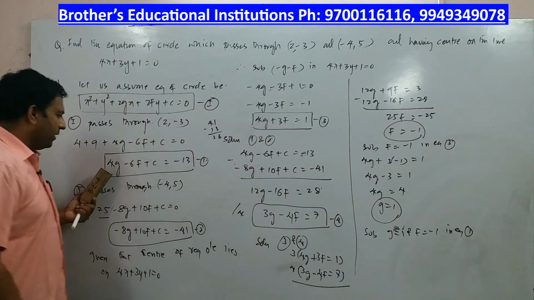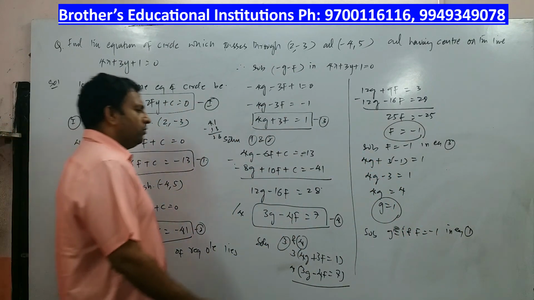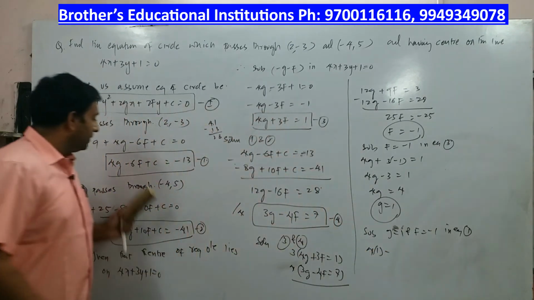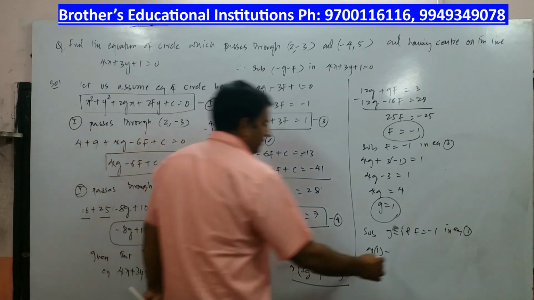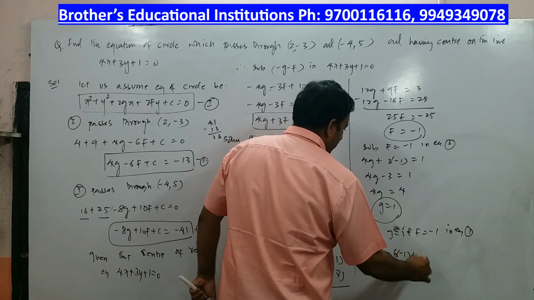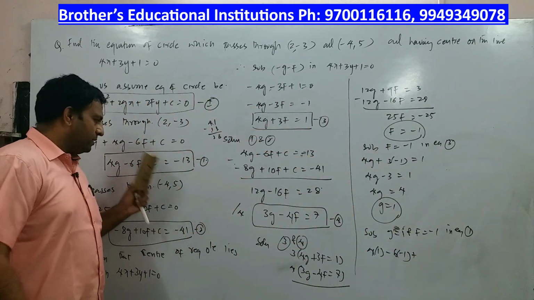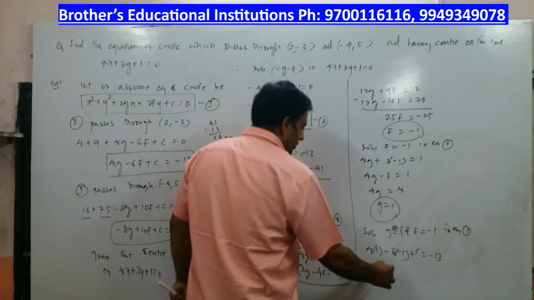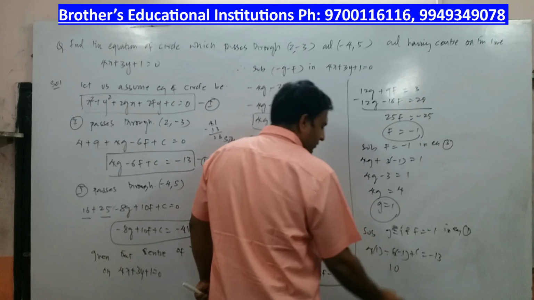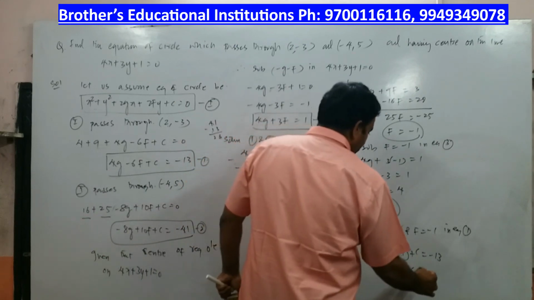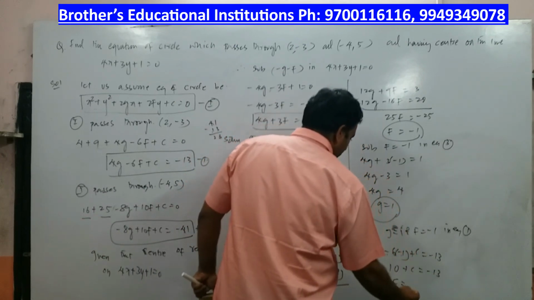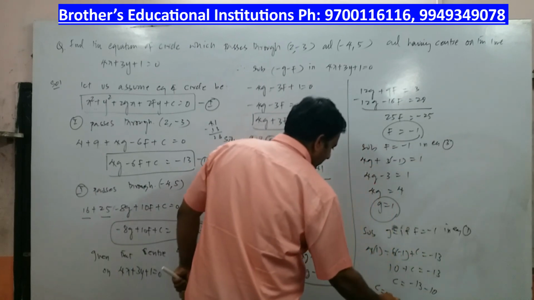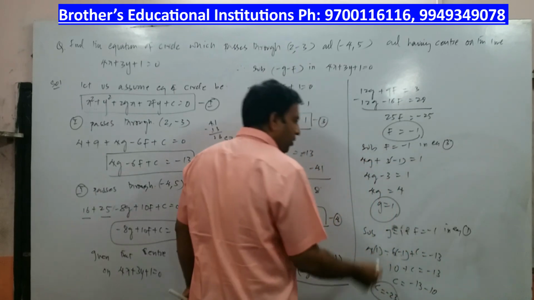What is your equation 1? 4g, 4 into 1, minus 6 into f, 6 into -1, plus c = -13. So it is 4 minus minus plus, 4 + 6 is 10, plus c = -13. c = -13 - 10. So c is equal to how much? -23. You got the value of c.